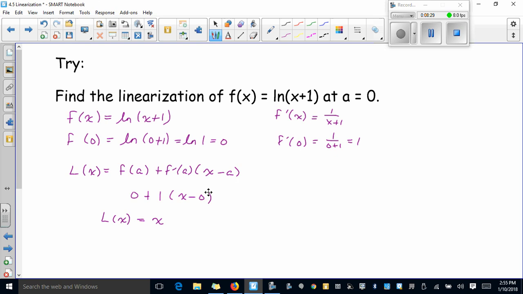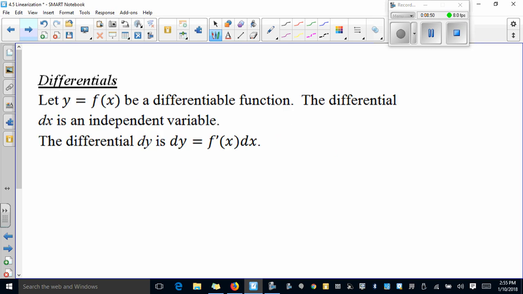So let's talk differentials. Let y equals f of x be a differentiable function. The differential dx is an independent variable. So the differential dy is dy equals f prime of x times dx. This here is something important to know. We're going to do chapter number 4 in the homework together, and that's going to be one that you'll see because they have you do linearization approximation, and then they have you doing it with differentials as well.